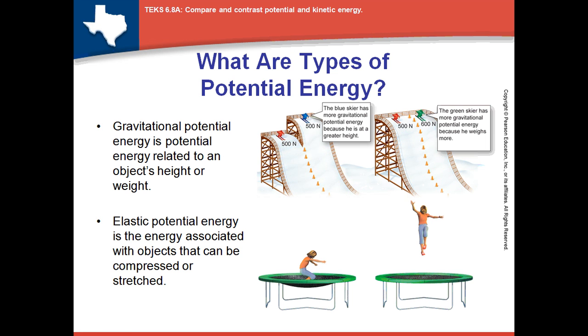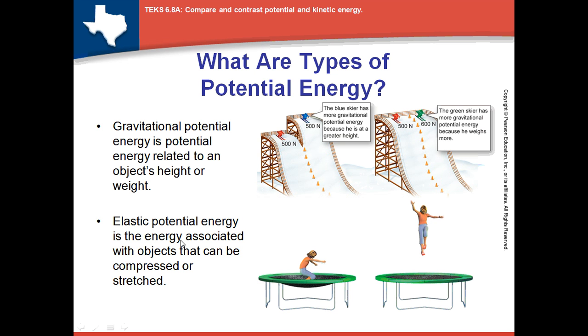We're going to look at the types of potential energy. First of all, gravity. Gravitational potential energy relates to an object's height or weight. So in this first picture, the blue skier has more gravitational potential energy because he's at a greater height. They have the same mass, but the blue skier is at a greater height, so they have more potential energy. In this next picture, the green skier has more gravitational potential energy because they're at the same height, but the green skier has more mass.